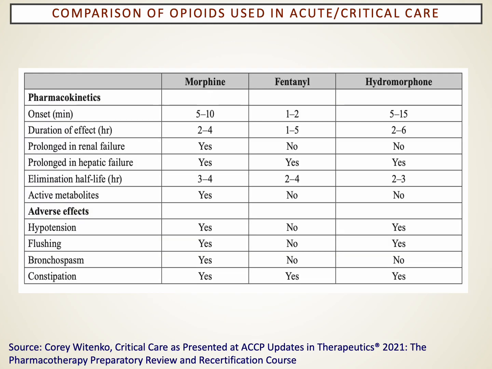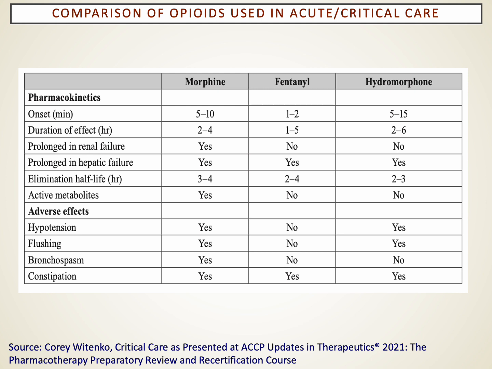So let's look at a comparison of the three most common opioids you may see, particularly if you're working in acute or critical care: morphine, fentanyl, and hydromorphone or Dilaudid. Their onset is similar, fentanyl a little faster, and as such, fentanyl is really the agent anesthesiologists use in the OR. The duration of effects is variable depending on the agent, hydromorphone a little longer acting.